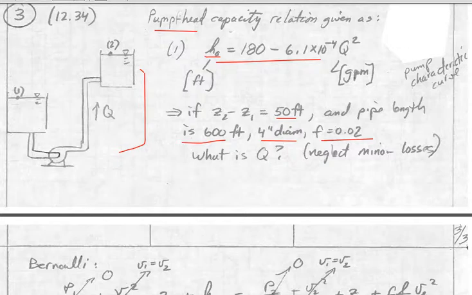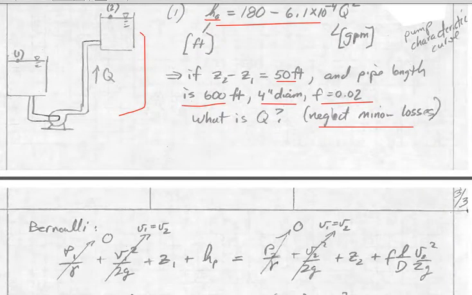So what is Q in this? We can't just jump in and plug in to get Q, because we don't know what the available head is right now, or what head the pump is giving. And by the way, neglect minor head losses. We're not going to worry about those in this type of problem. So again, as usual, we turn to Bernoulli.